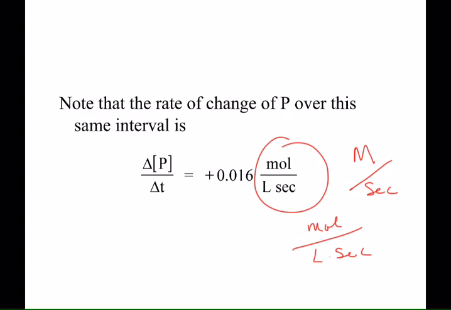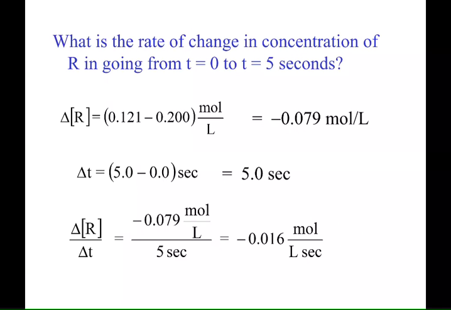Now, what did looking at the rate of change of the reactant have in common with looking at the rate of change of the product? Yeah, it's the same number. What's different about it? The plus and the negative, exactly. If you track a reactant, it's always going to be negative. If you track a product, it's always going to be positive.